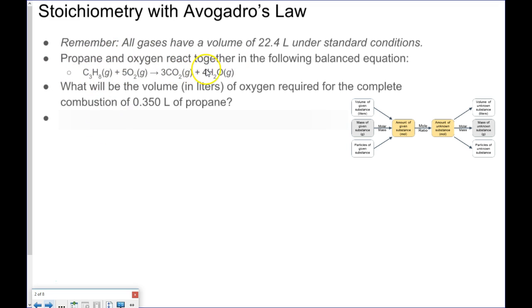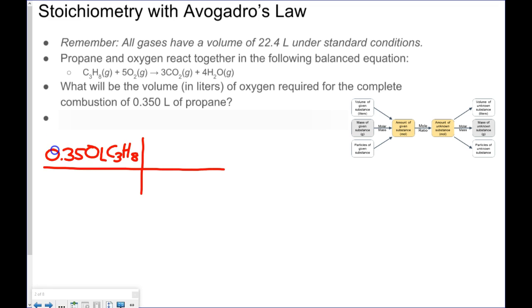Propane and oxygen react together in this equation here. What will be the volume in liters of oxygen that I need for the complete combustion of 0.350 liters of propane? And we're going to assume that we're at standard temperature and pressure because it doesn't say any different. And we're going to try to figure out how much CO2 I'm making. So 0.0350 liters of propane, and so I'm going to use this dimensional analysis.